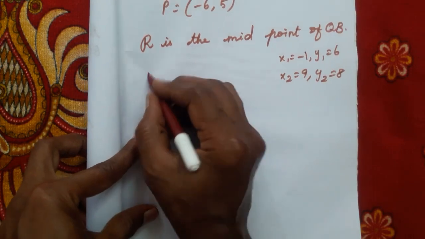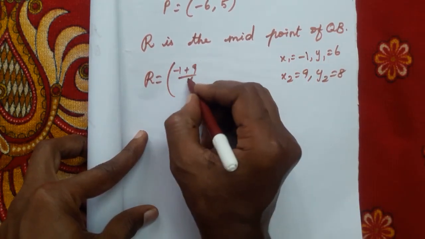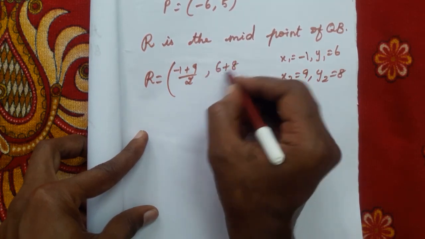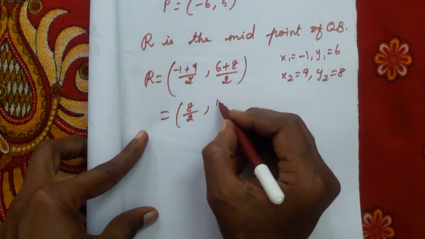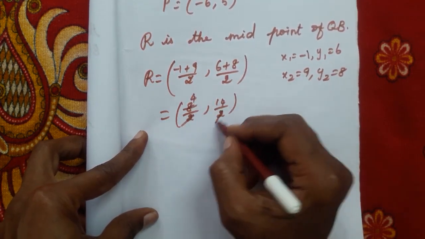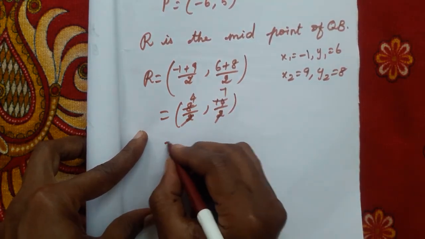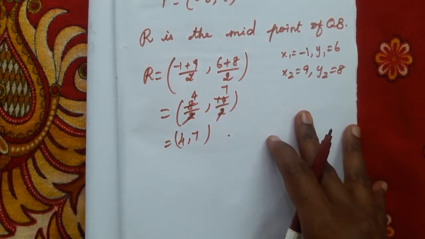Therefore, R is equal to minus 1 plus 9 by 2 comma 6 plus 8 by 2, which is equal to 8 by 2 comma 14 by 2. So it is equal to 4 comma 7.